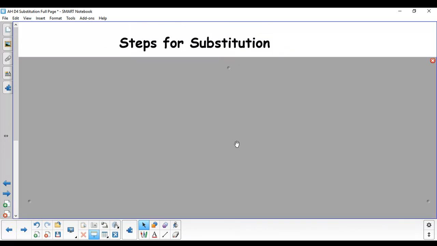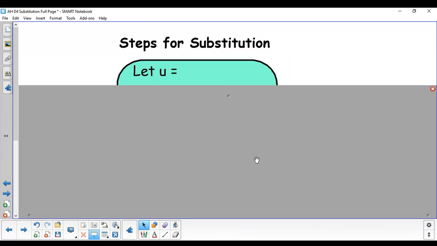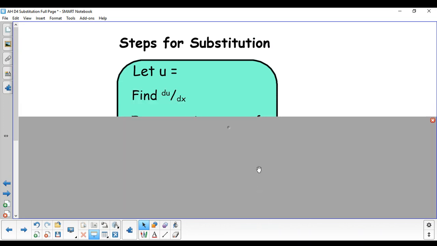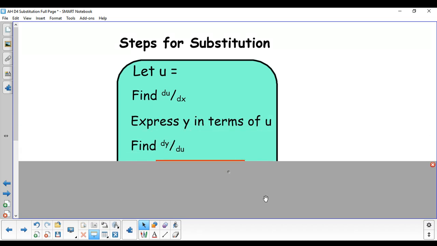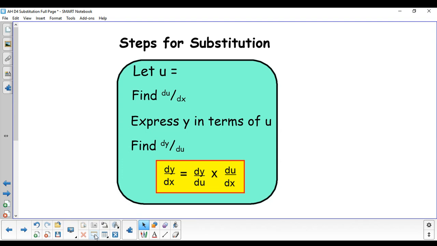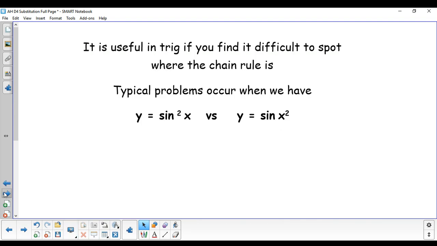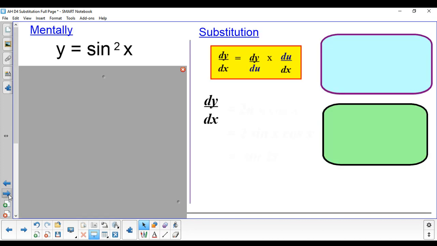Let's do it with another one. So what are the steps? Decide what you're going to set to u, find the derivative of that. Remember what you've set equal to u to express y in terms of that, find the derivative of that, and then multiply them together. Here we go. What about sine squared x and sine x squared? Because people find them confusing. This one means that it's all squared, a big bracket, or the sine part that's squared, whereas this part's the x. So they're both different, but people think they're the same at times.